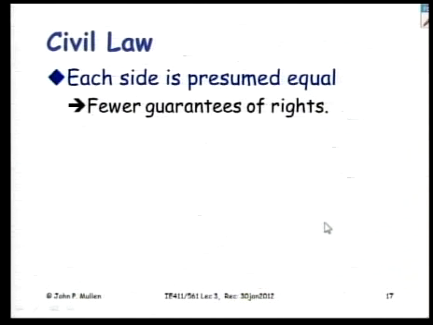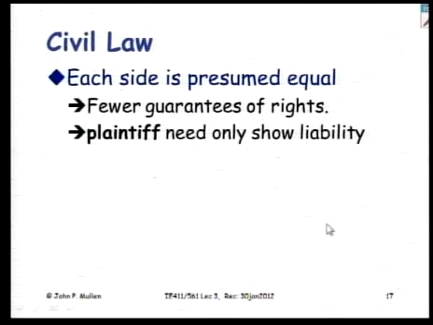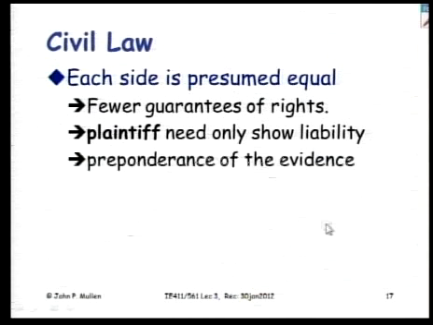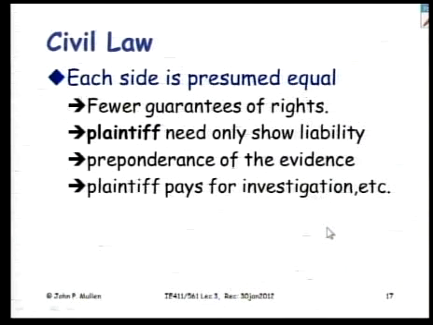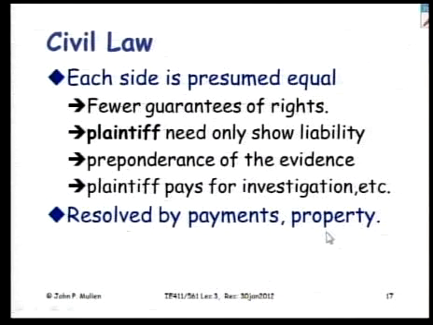On the civil law side, each side is presumed equal. There's fewer guarantees of rights because they are equal. The plaintiff only needs to show liability in that kind of lawsuit. And there's the preponderance of the evidence. But the plaintiff pays for investigations, court costs, etc. And this is resolved by payments. People pay each other money, or they give each other property or whatever.